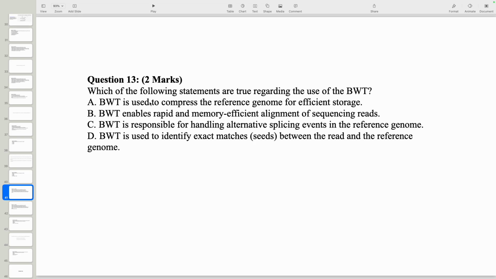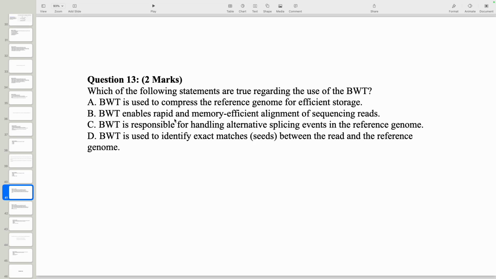So it is basically the compression of the reference genome, which takes less storage. So this option is correct. BWT is used to compress the reference genome for efficient storage.